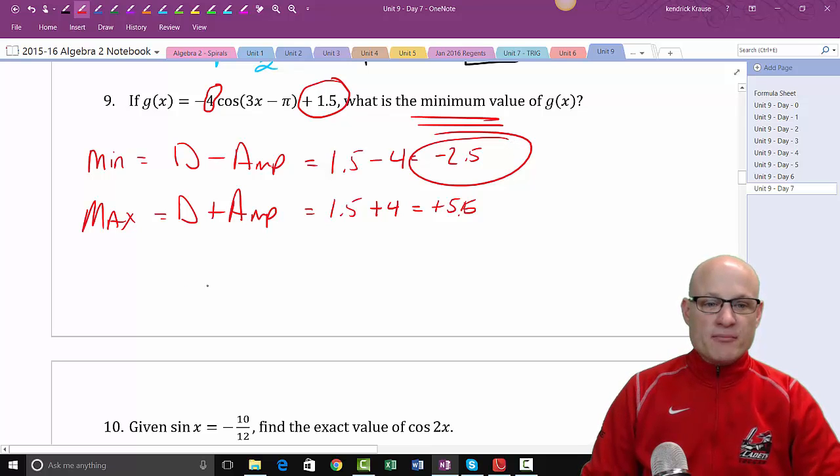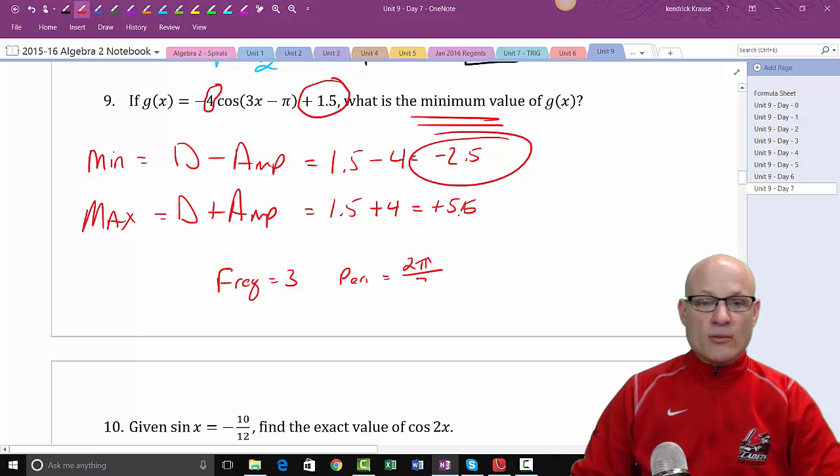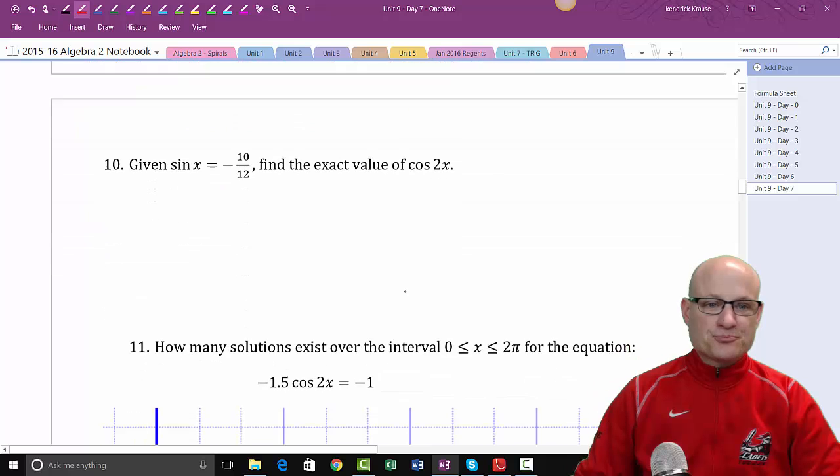Just for fun, my frequency is equal to 3. My period is equal to 2 pi over 3. And don't worry about the phase shift. Boom, shakalaka. That problem's bodied.